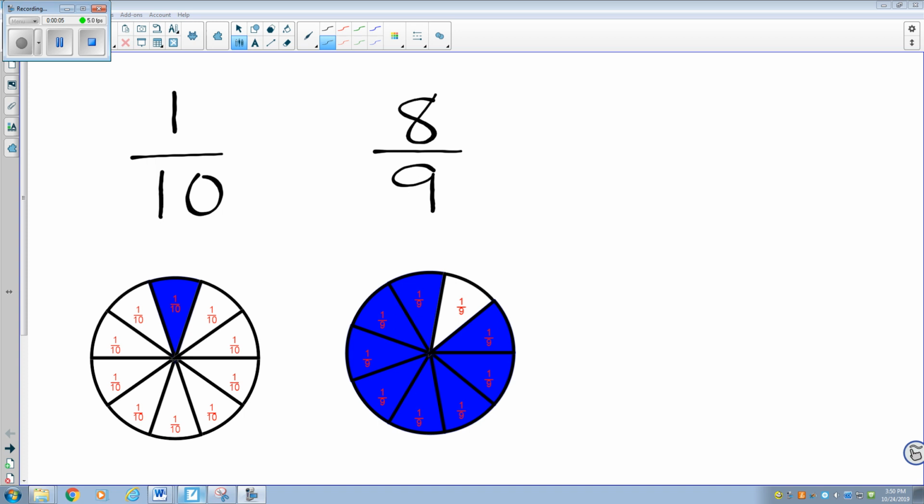This video is going to be talking about how we can take a look at two fractions and figure out which one is greater, which one is less. Let's take a look at this first example here.